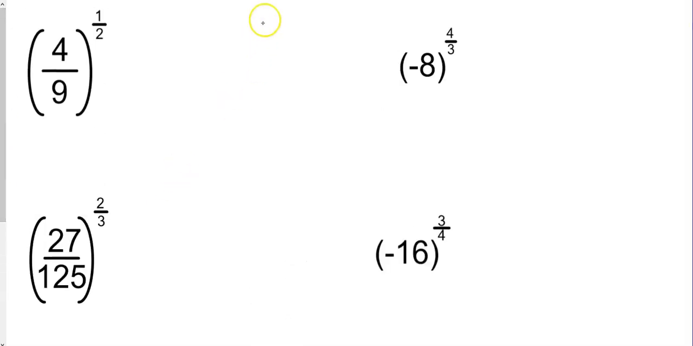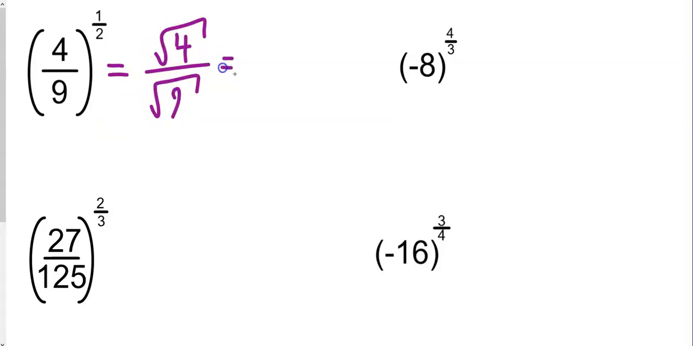Okay, so let's start talking through this. So this guy up here is a lot like what we did a moment ago. You're going to end up taking the square root of 4 over the square root of 9, which gives us 2/3.